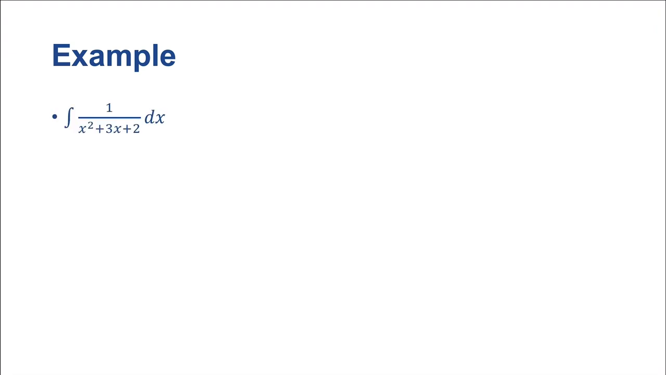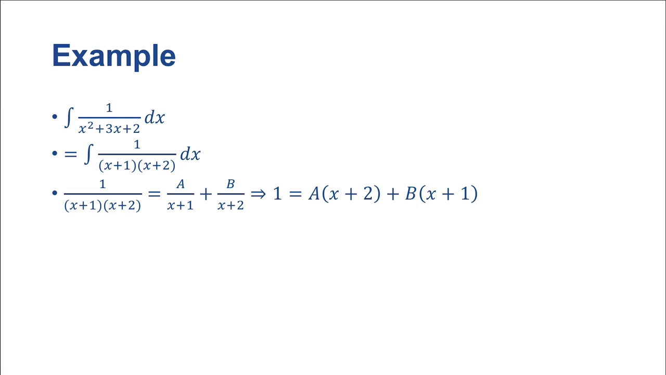I want us to integrate 1 over x squared plus 3x plus 2 dx. First, we have to factor the denominator. What adds to 3 and multiplies to 2? That's 1 and 2, so we get x plus 1 and x plus 2. So our integral is the integral of 1 over x plus 1 times x plus 2 dx. Now we need to execute a partial fraction decomposition on this. So we set 1 over x plus 1 times x plus 2 equal to a over x plus 1 plus b over x plus 2. Now we multiply everything by the lowest common denominator, as we would normally, so we get a times x plus 2 plus b times x plus 1 is equal to 1.